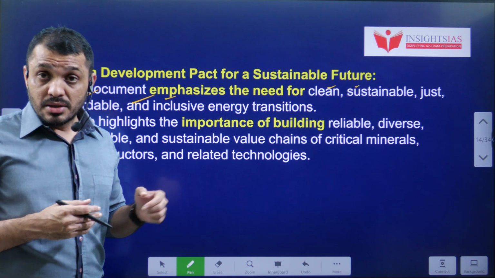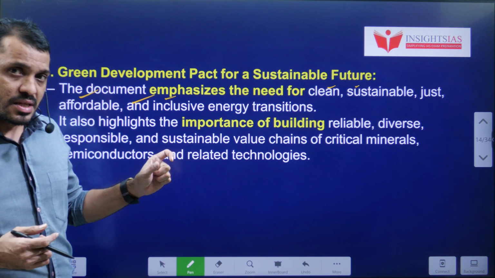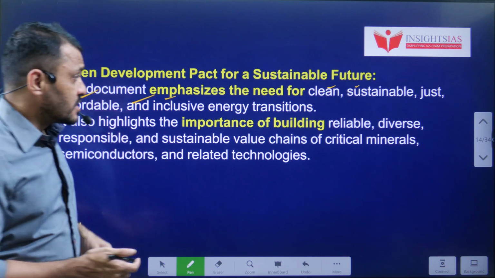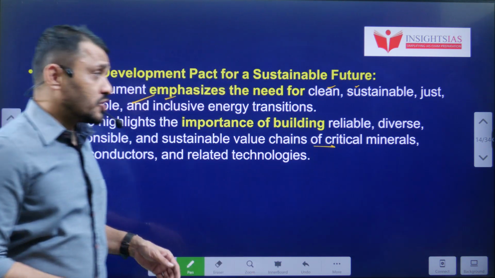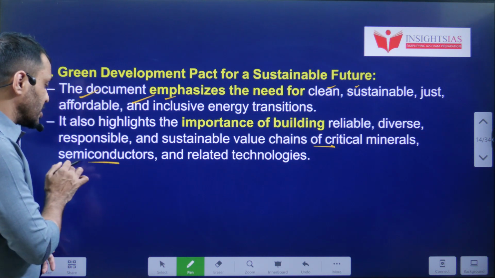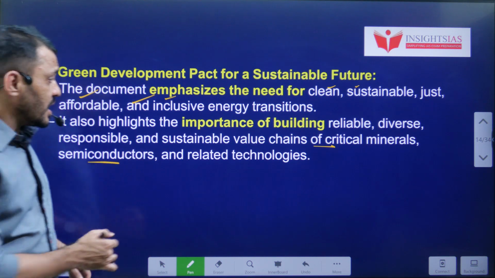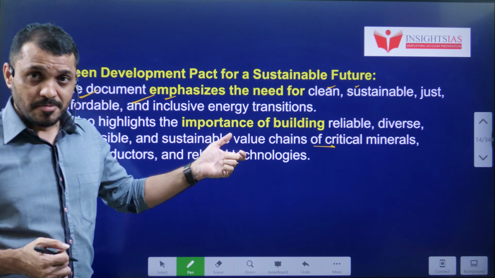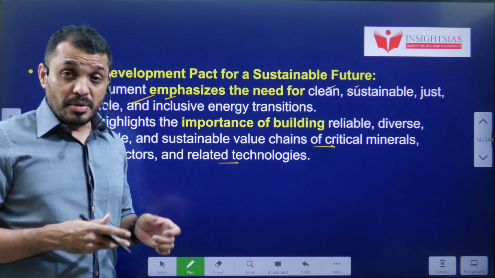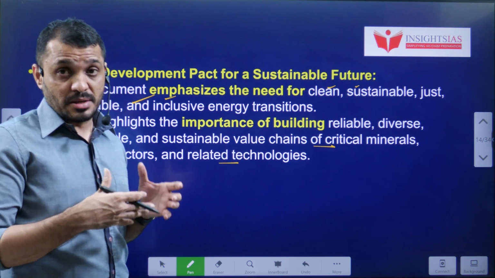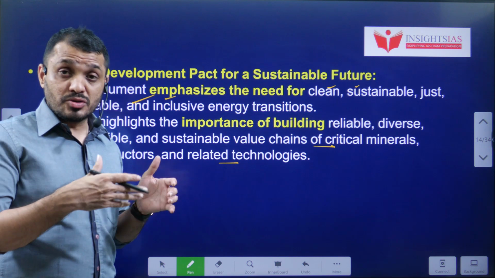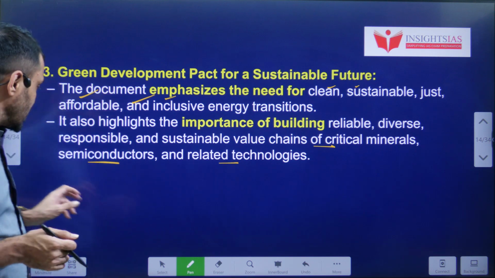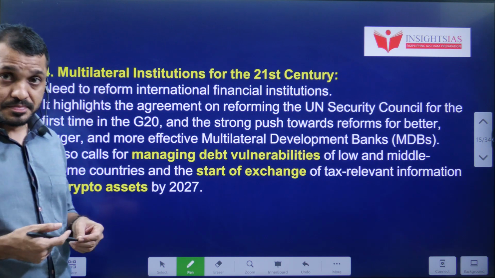Not only that, this particular chapter also emphasized improving certain value chains related to critical minerals and semiconductors and related technologies. Because during the pandemic, the majority of countries suffered because of a lack of semiconductors. So G20 decided to improve this value chain related to rare minerals and semiconductors along with clean energy.